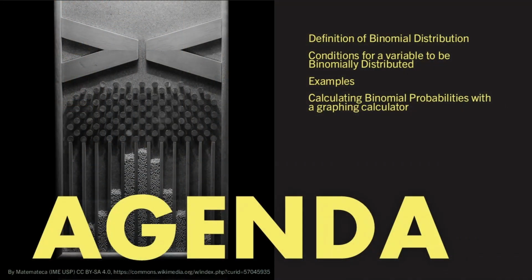And in this video, we are going to formally define binomial distribution. For this, we are going to define what it means for a variable to be binomially distributed, how you can recognize if a variable is binomially distributed, and then we're going to see how you can calculate the probability of a variable taking a certain value if it's binomially distributed using technology. Let's begin.